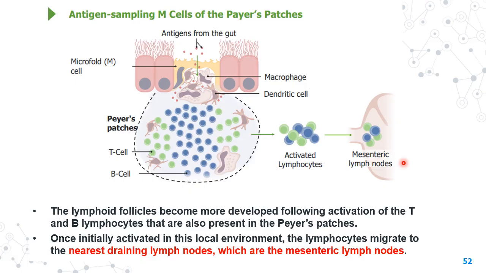The lymph nodes are responsible for surveilling the mucosal tissue. Those are called mesenteric lymph nodes. You have seen that before. It comes out from the Peyer's patch, goes to mesenteric lymph nodes, and then you have further activation and proliferation of your lymphocytes.